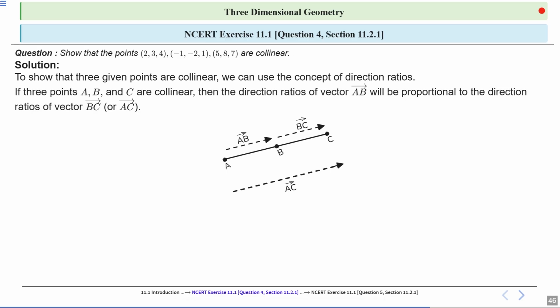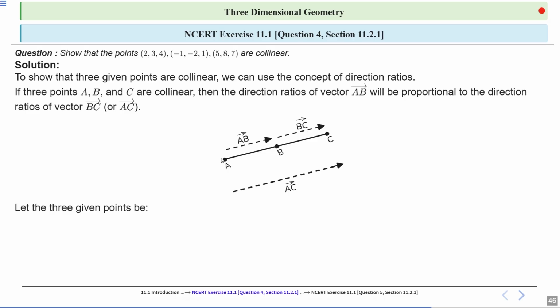So now let's make this more concrete. If we have 3 points A, B and C, and we find the direction ratios for vector AB and vector BC, then we can compare them. If the ratios are proportional, it means the vectors point in the same or exactly opposite directions. So the points must be on the same line. Notice the diagram here, which shows the points and the vectors connecting them.